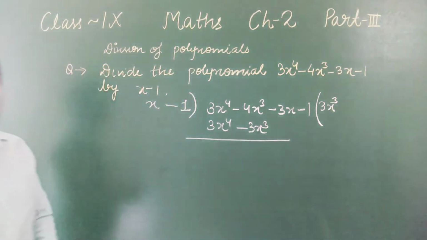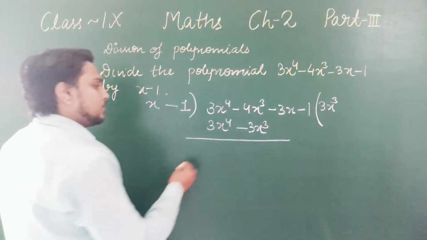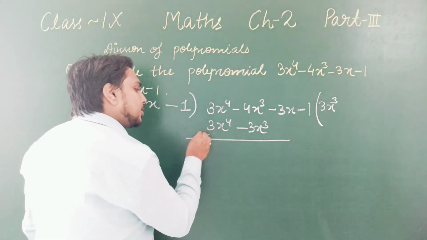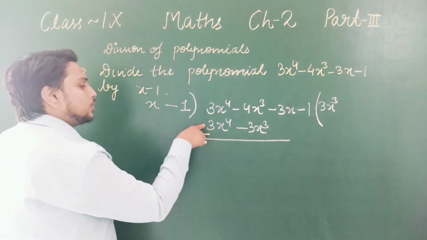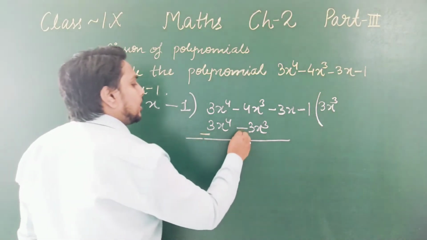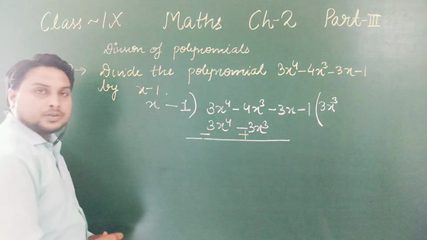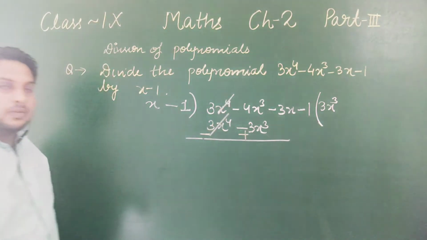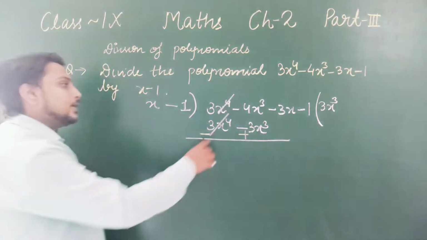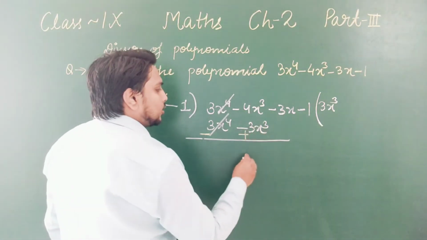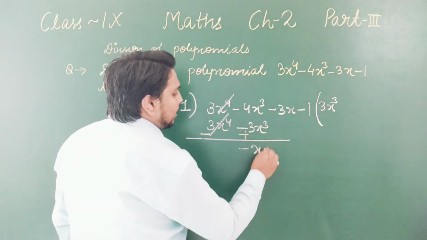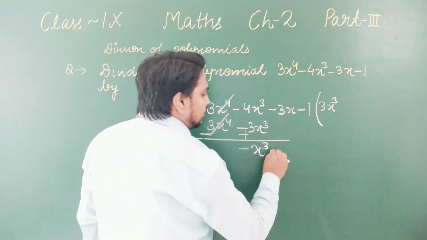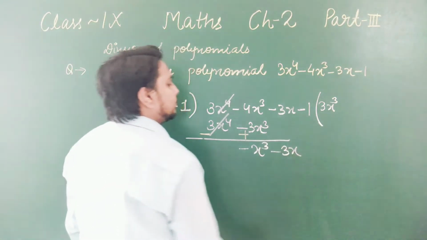Then we will do the subtraction, as we do in the normal questions of division. And when we do the subtraction, the sign will change. Here it was positive, then it is negative. Here it is negative, then it is positive. Now 3x to the power 4 and 3x to the power 4 will be cancelled out. Minus 4x cube plus 3x cube will be minus x cube. And here minus 3x will be written.